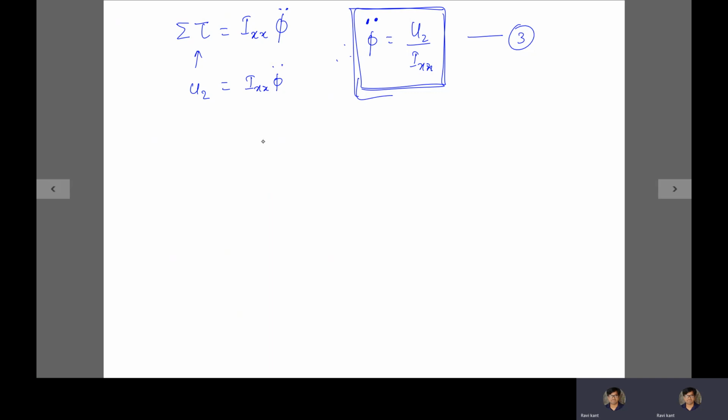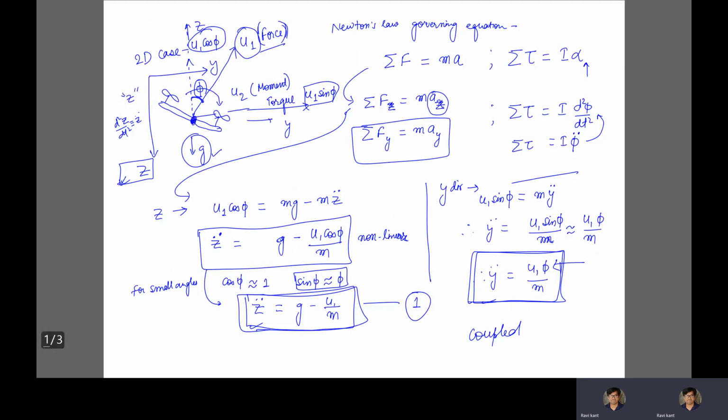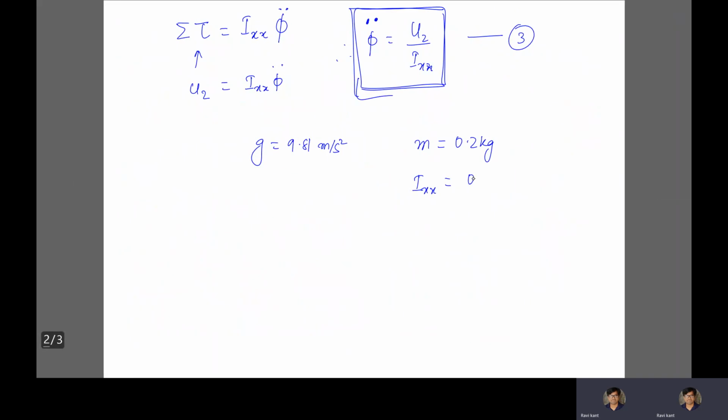Now the data given here is g equal to 9.81 in appropriate units, meter per second square. Let's suppose the mass of the drone is 0.2 kg, and the moment of inertia about its axis, this axis into the plane of paper, is given as 0.1 kilogram meter square. So with this data, we are going to make a Simulink model first, and try to simulate what's happening.